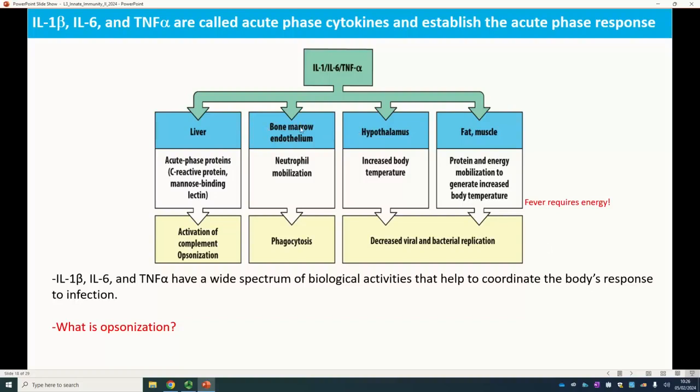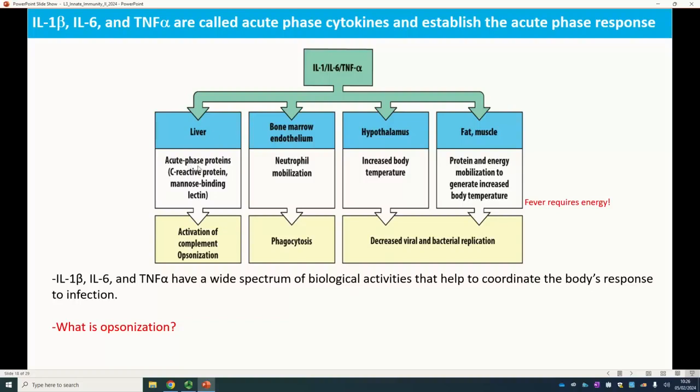The acute phase cytokines also act on bone marrow. So if you remember, we talked about neutrophils being held in reserve within the bone marrow, and then they're released in response to infection. So we're getting that mobilization of the neutrophils from the bone marrow with the ultimate aim of sort of increasing phagocytosis by that influx of neutrophils into the site of inflammation.